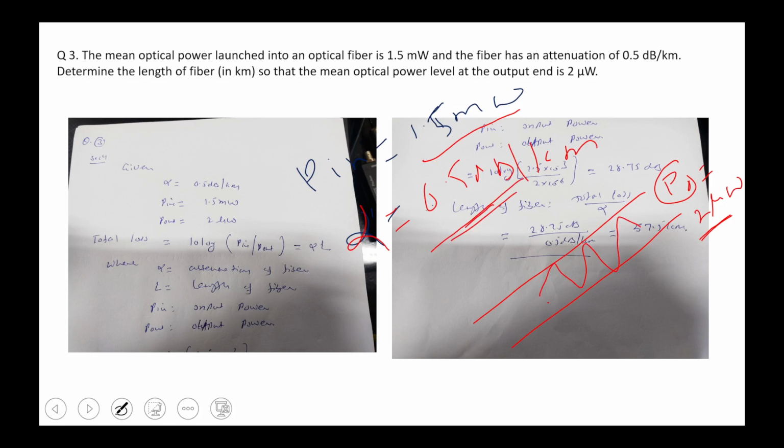So the total loss is given by 10 log of P in by P out, and this is equal to alpha times L, that is, attenuation times the length of the fiber. P in is given, P out is given, alpha is given, so you just calculate L from this formula.